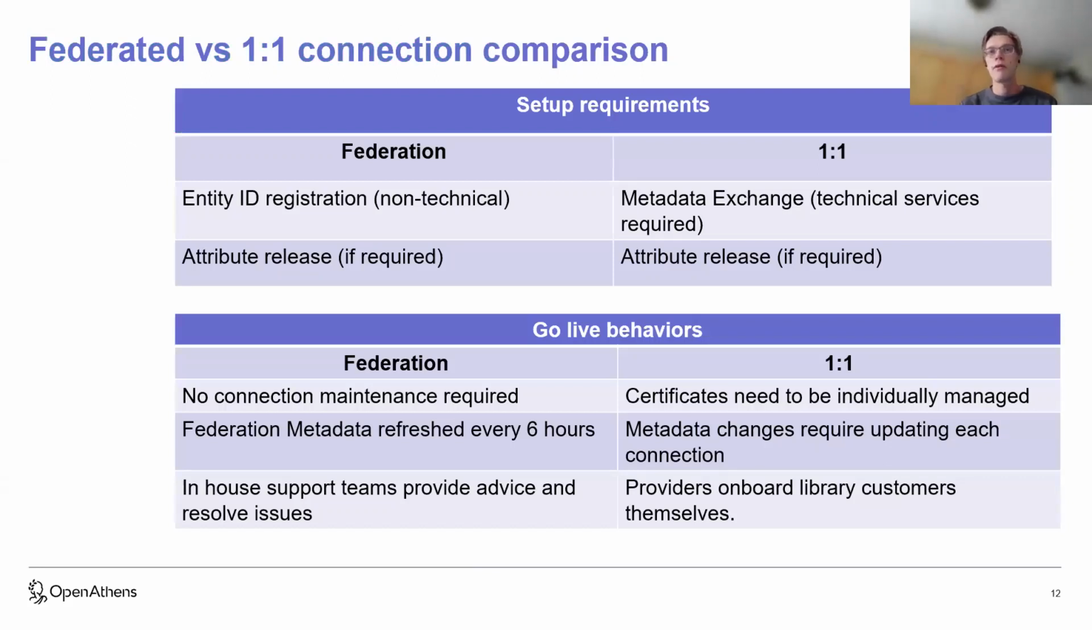And then just to sum up those points around setup and in life. In a Federation, you just need the entity ID and then any attributes that you may want to release to the provider. Whereas on the one-to-one side, you need to do the metadata exchange, which potentially requires some technical services if people aren't experienced with that environment. And then in life of these services, the Federation metadata is refreshed every 6 hours, so any changes are caught and then also published, which means that each IDP and SP is updated regularly. We also have in-house support who can provide advice and resolve issues on behalf of those entities.